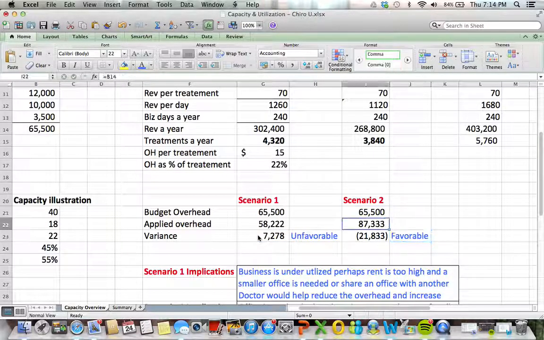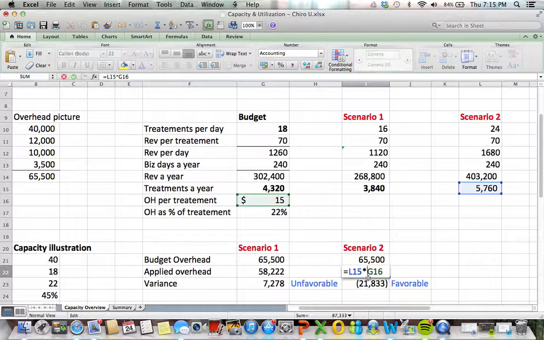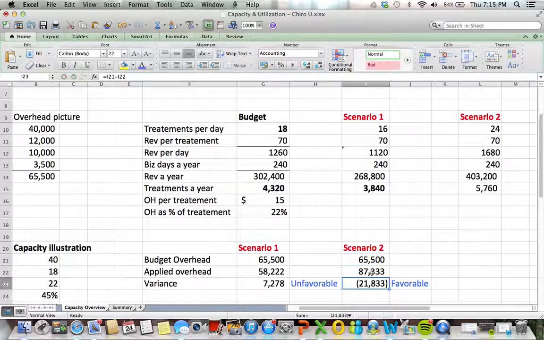The idea is further illustrated in this one, where I'm having 24 treatments per day, 5,700 treatments per year, a lot of treatments, and I'm applying overhead of 87,000. So I'm applying too much. In other words, I have more allocated than I actually spent, which is good for me. Because, oh wait, this should be more expensive. I should have been spending more on rent. Maybe we need to get more space. I don't know yet. So that's something we need to analyze.